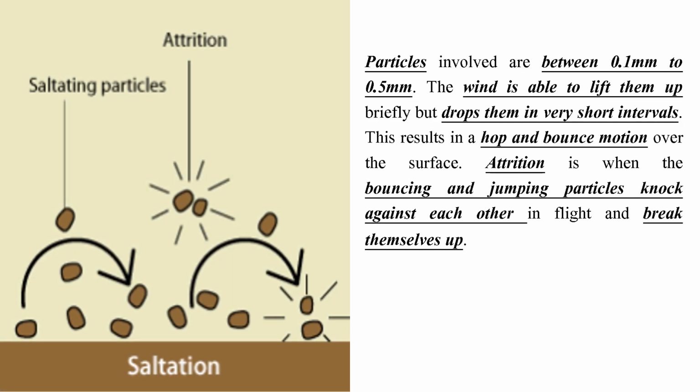The next process is called saltation. This is where particles involved are between 0.1 mm to 0.5 mm. The wind is able to lift them up briefly but drops them in very short intervals. This results in a hop and bounce motion over the surface. Attrition is when the bouncing and jumping particles knock against each other and fly and break themselves up.